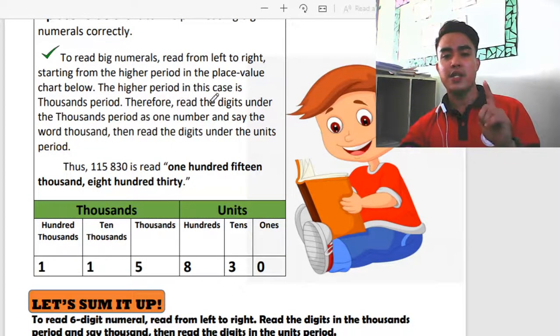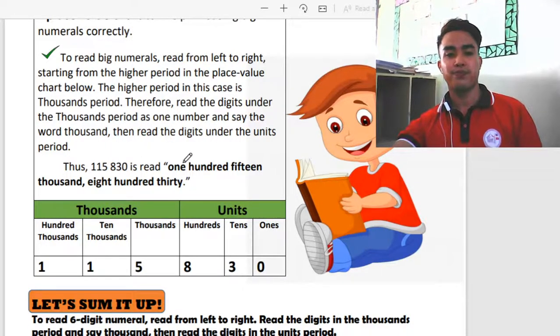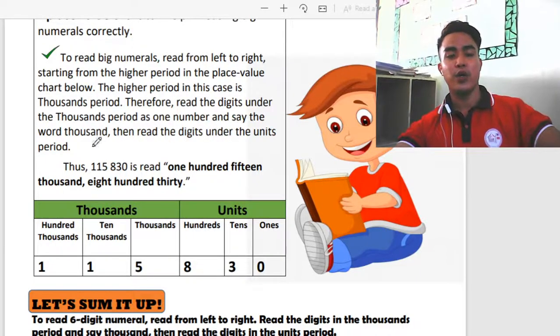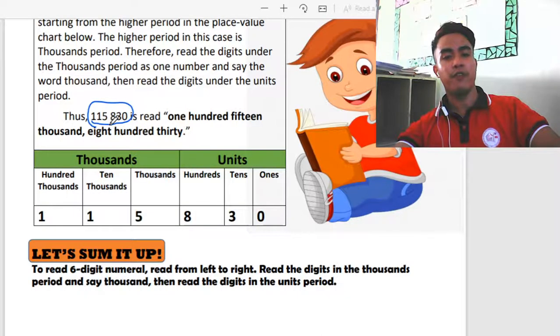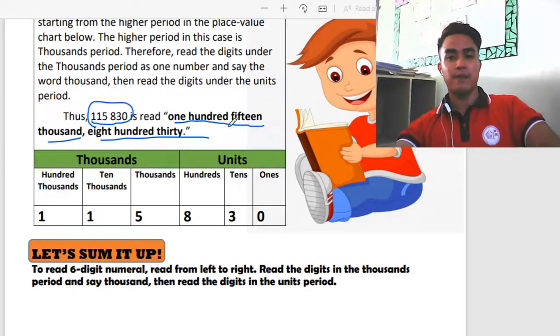To read big numerals, we read from left to right, starting from the higher period in the place value chart below. The higher period in this case is the thousands period. Therefore, we read the digits under the thousands period as one number and say the word thousand. Then read the digits under the units period. This is how we read this one. It is 115,830, or can be written like this, 115,830. Just like that. It's very easy for you.